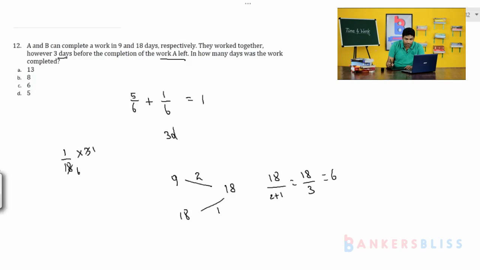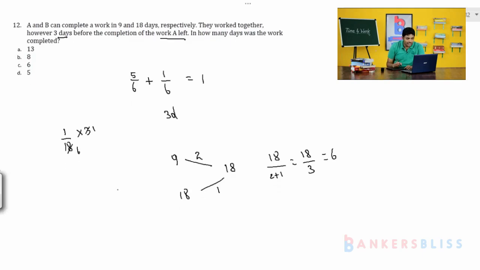But see here, only 5/6 of the work has to be completed. So the total number of days is 6 days into 5 by 6, so ultimately 5 days. So 5/6 of the work has to be completed by A and B. So they took 5 days, and for the remaining work B took 3 days. So altogether 8 days.